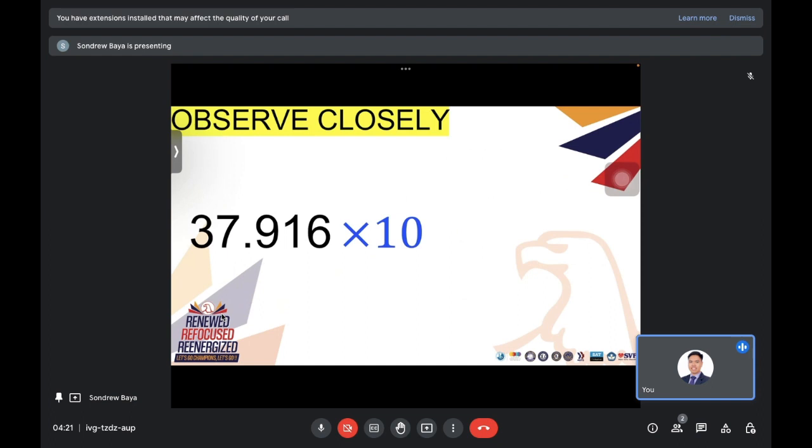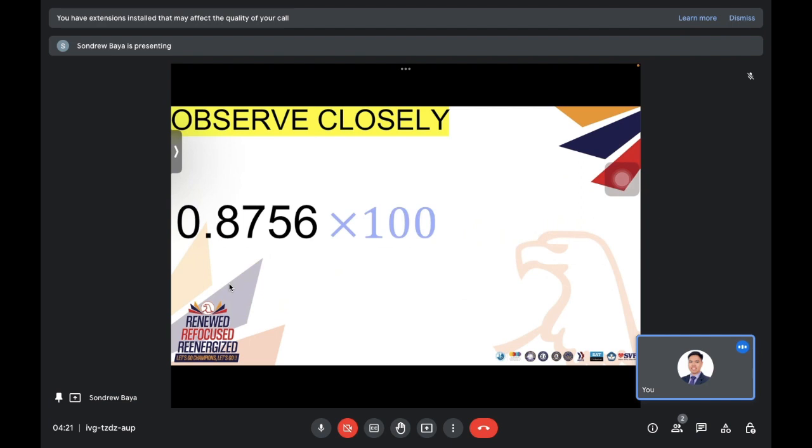So this one, 37.916. Will this make 37 bigger or smaller? Bigger. Very good. And how many zeros? 1. So we just move the decimal to the right. Because moving it to the left makes it 3.7, lesser. So we want to make it bigger because it's multiplied by 10. So this now becomes 379.16. All right.